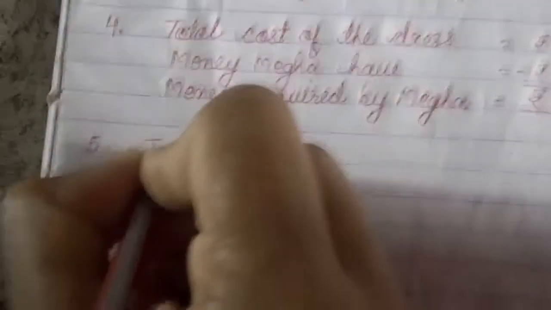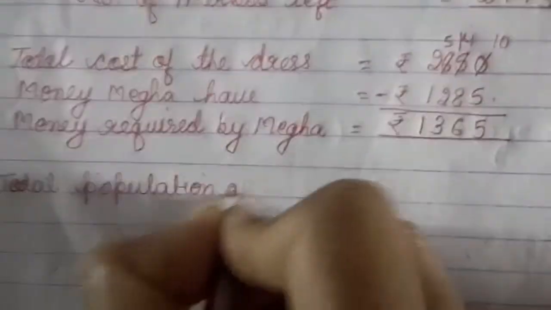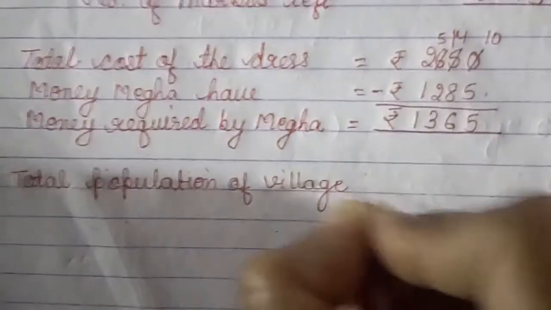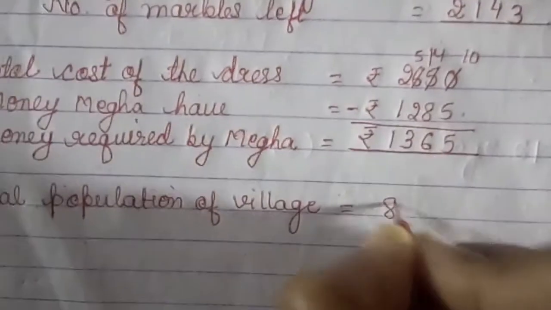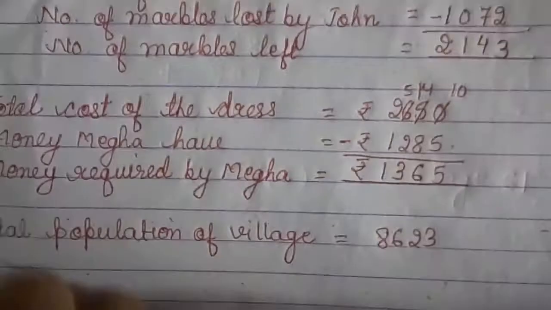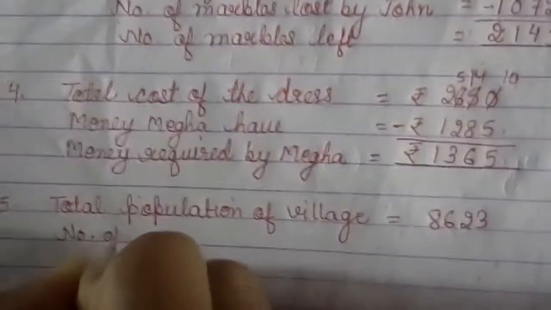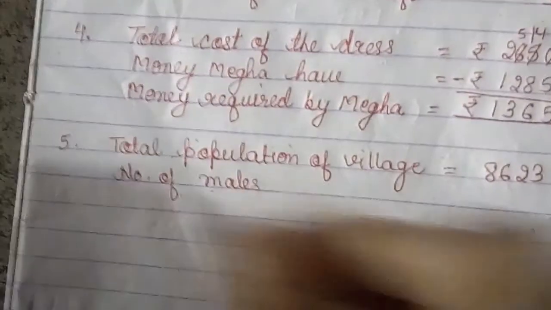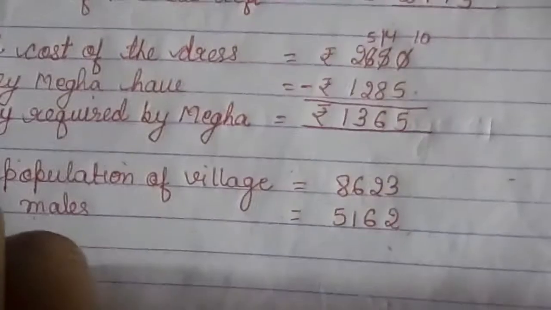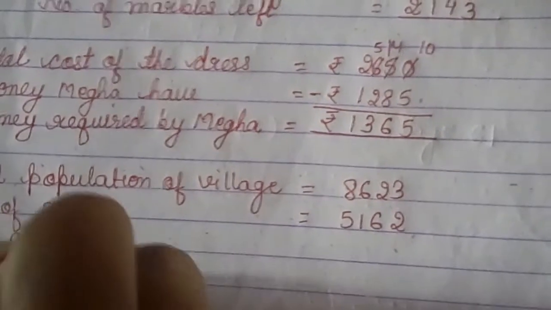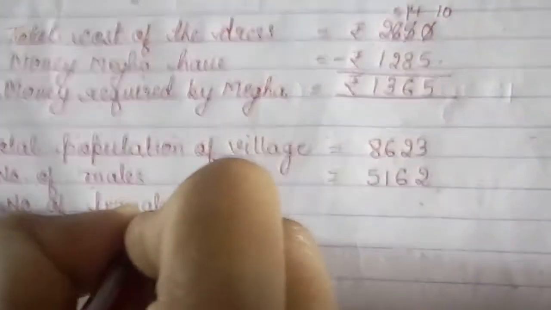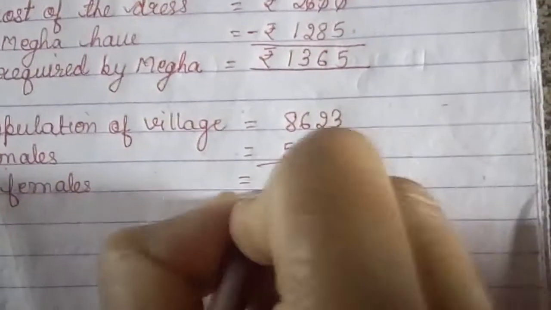So total population of village. So what is the total population of village? That is 8,623. Now number of males. Number of males is 5,162. We have to find out number of females. So simple, we have to subtract it.